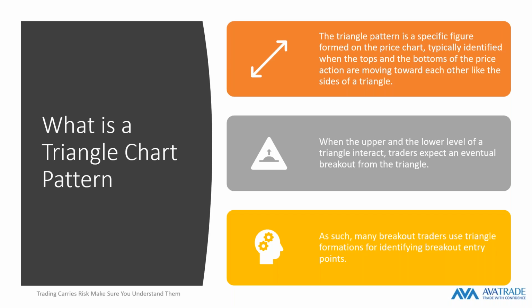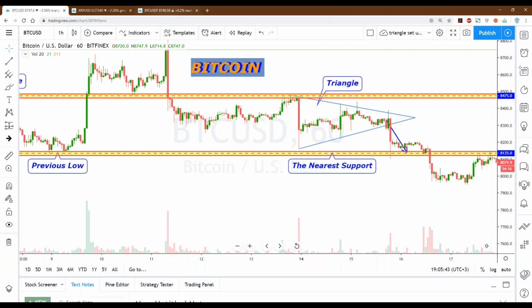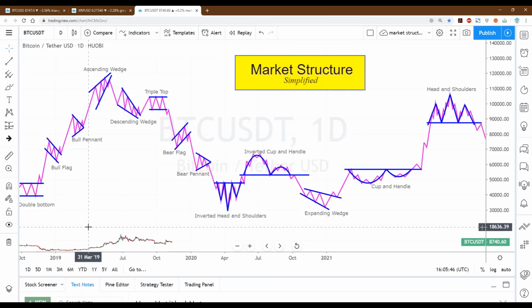Now, a triangle pattern is a specific figure formed on a price chart. Typically, you identify it when tops and bottoms of price action are moving towards each other like the sides of a triangle. So let me pop up some live charts and let's show you what it looks like in reality. So let me pop up my market structure chart. Now, on your screen, you're going to see what we call market structure or patterns. And these are all the typical patterns that appear in front of you in a trading period.